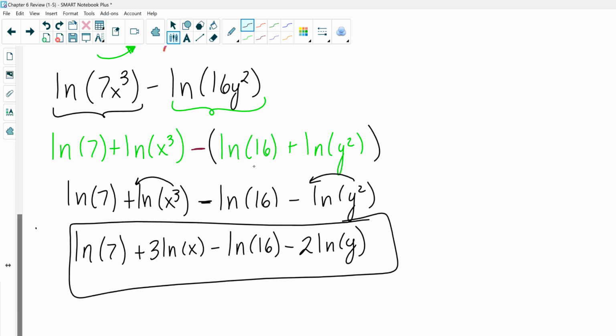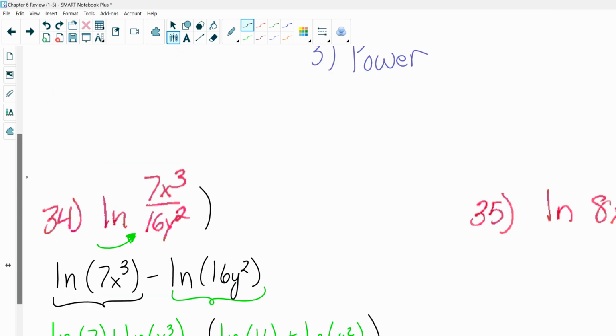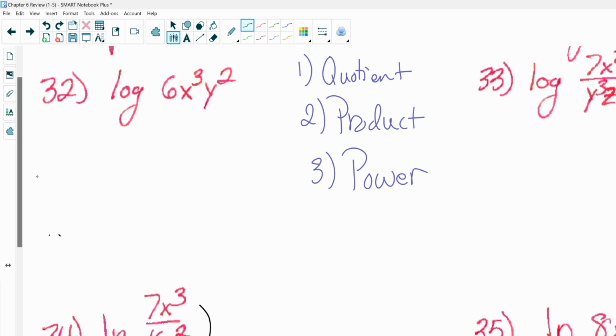Questions on number 34? All right. We good to move on to 33. Log 7x squared over y cubed z squared. Again, we have a quotient. So our quotient property says that we can take log of the top minus log of the bottom.